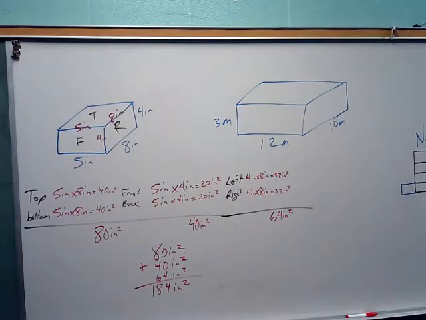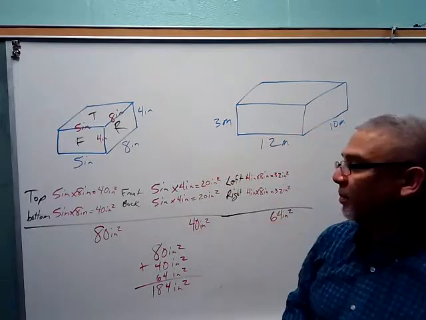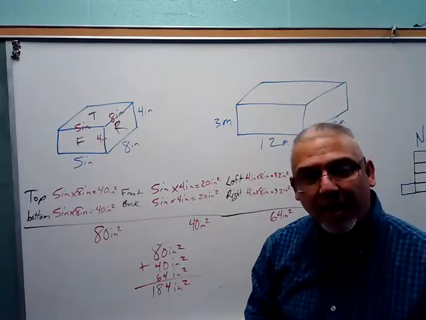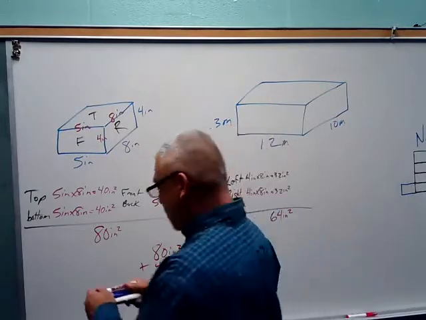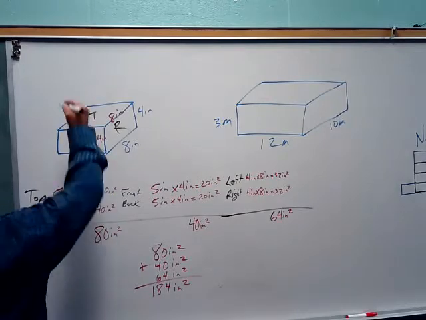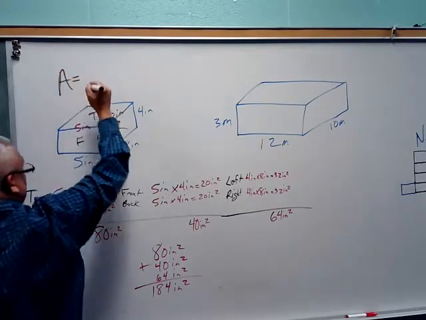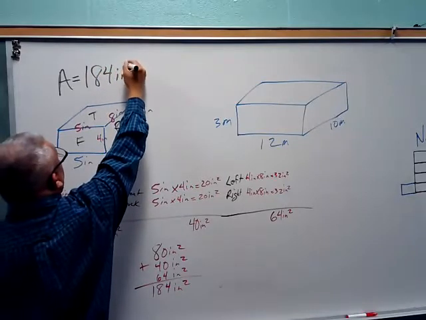Okay? Now that was the smaller problem. We still got this bigger problem. But you know what? The process is still the same. So over here, for the sake of time, I'm going to come up here and say A equals 184 IN to the itty bitty 2.